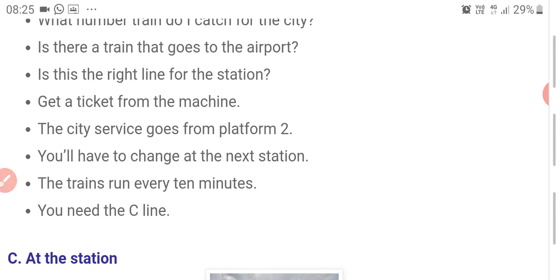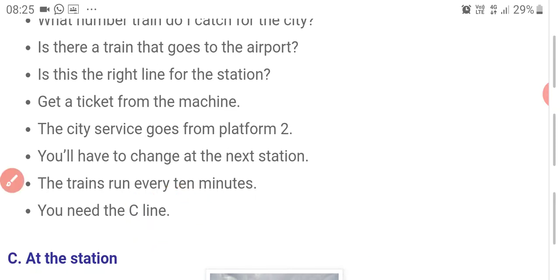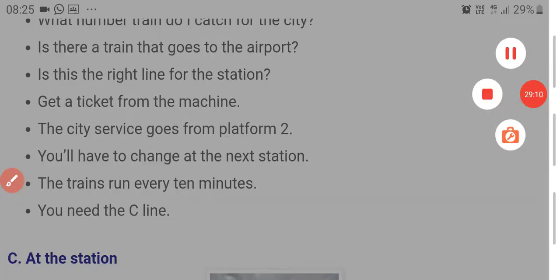So what line do I need to take? Again, a line is not something that is used often. This word is not often used here in India. So you could say you need that train or that line, right? I guess this is all for today.